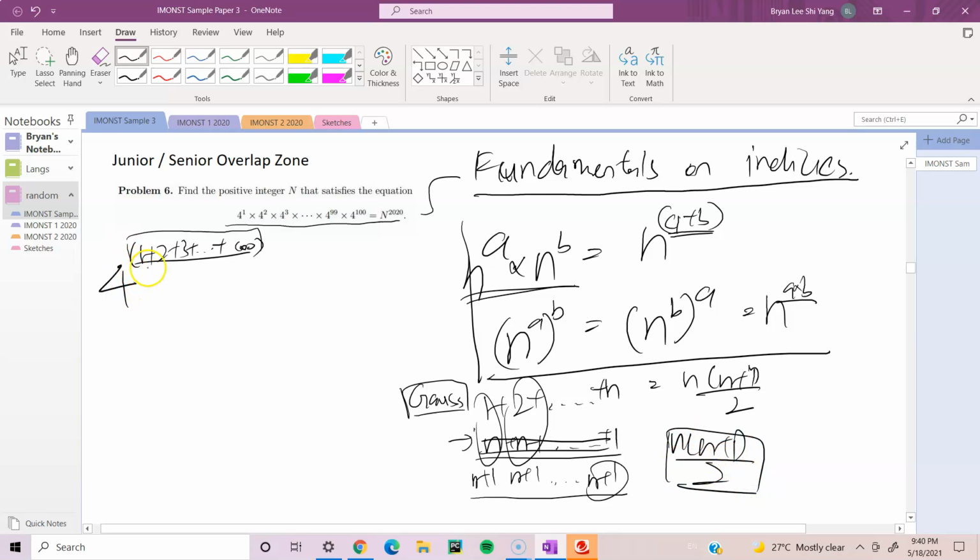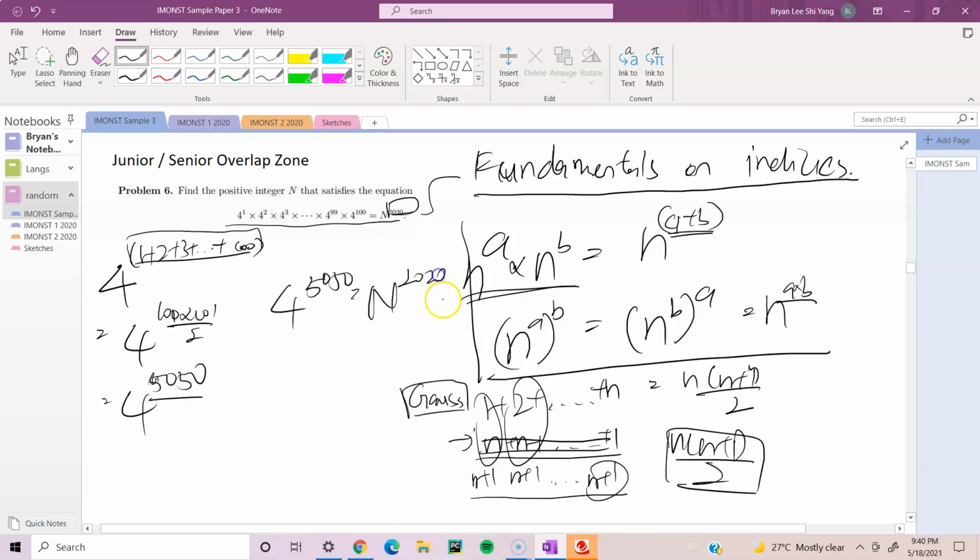So 4 to the power of 1 plus 2 plus 3 plus until 100 would be equal to 4 to the power of 100 times 101 divided by 2. Take your calculator, or actually don't use it: it is 4 to the power of 5050. So where is the 2020? If we want 4 to the power of 5050 to equal n to the power of 2020.